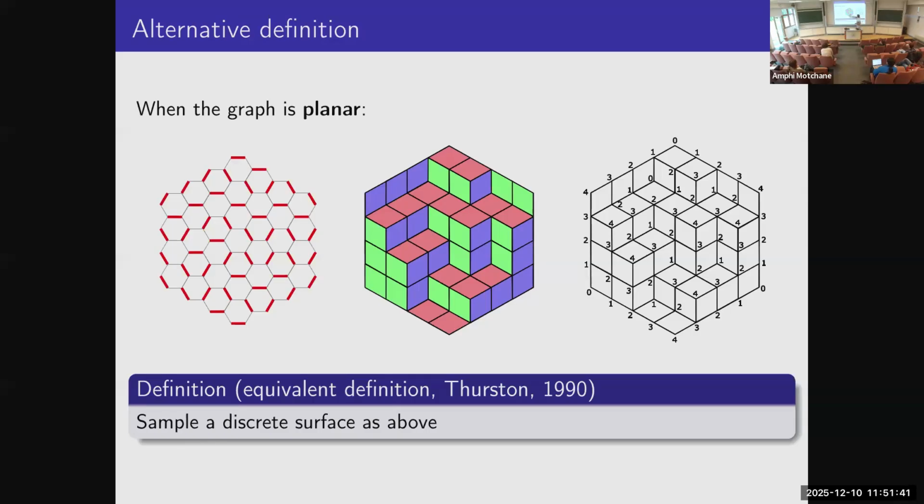So you can sample a dimer configuration or a stack of cubes or a height function with some conditions on the heights. Those three things are in bijection. So we are talking about the same object. And now, instead of sampling a dimer configuration, you can sample a height function at random with some weight. Okay, so that's a very nice intuitive way to look at dimers.